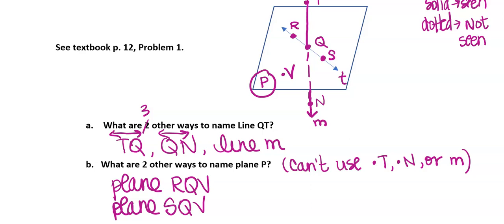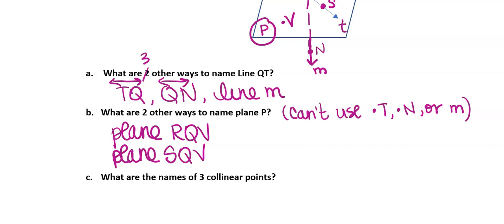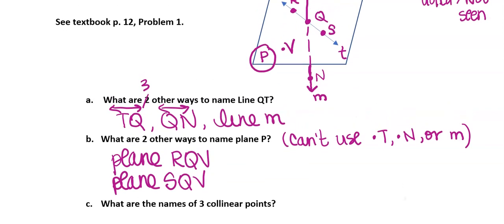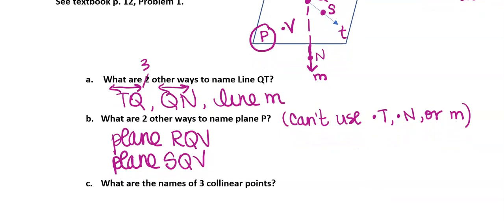You have to include the V because that's the part that will make it into a triangle rather than a line. You can't have a line and a plane that mean the same thing. Otherwise, we would be totally confused. So if they're in the same line, it's a line. If they're not in the same line and kind of form a triangle, that's what you're looking for, then it's a plane. What are the names of 3 collinear points? Those are the ones that are in a line. We could do points R, Q, and S.